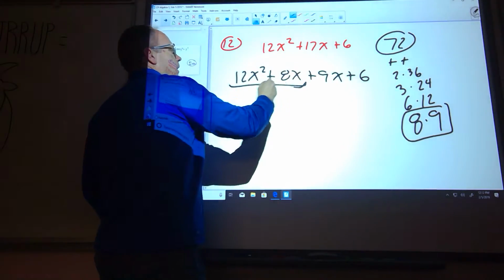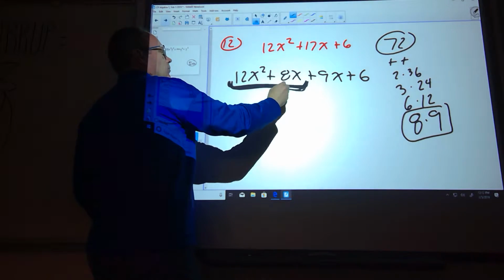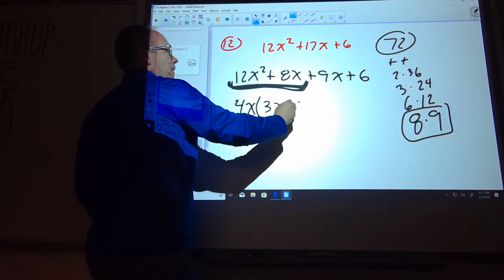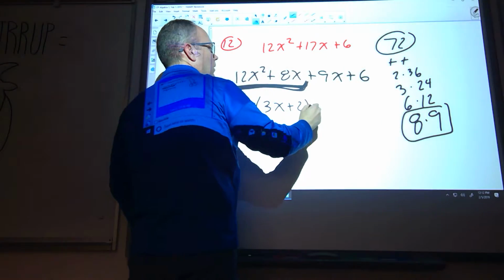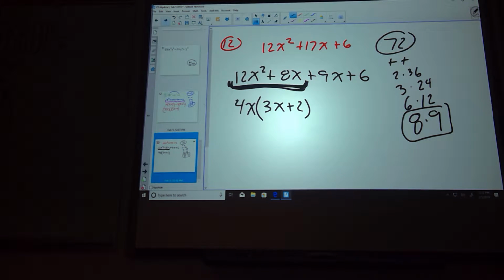What do I have in common here? 4x. Good. So that's 3x plus 2. Agree? Wait, I have a question about that part. Talk to me. Okay, so basically, when you underline 12x squared and 8x, you're trying to find out what? What I have in common between those two and those two only. So does that mean like, what's the biggest number that goes in both of those? Yes. And the most amount of x's or y's or whatever I can factor out.